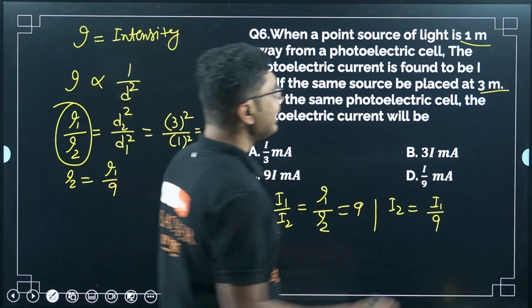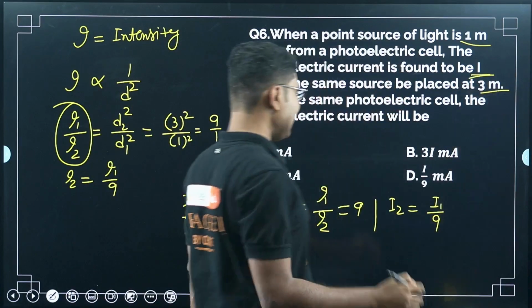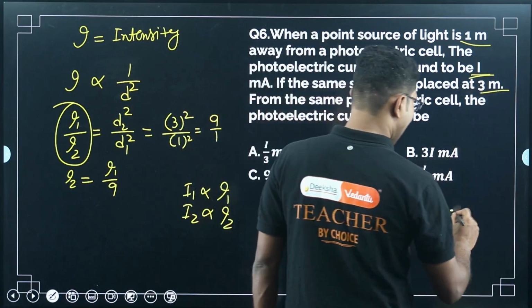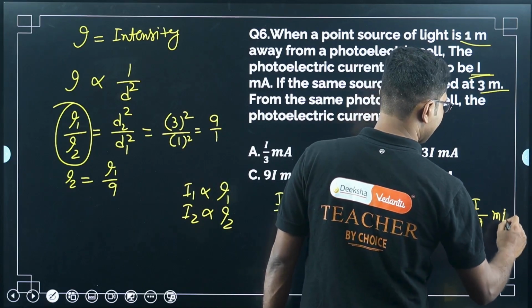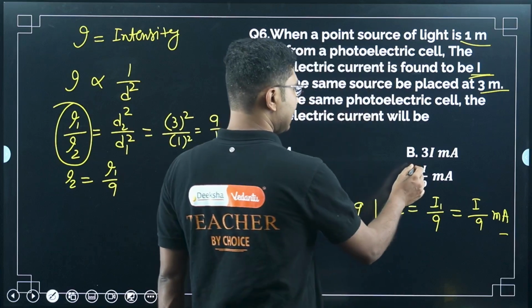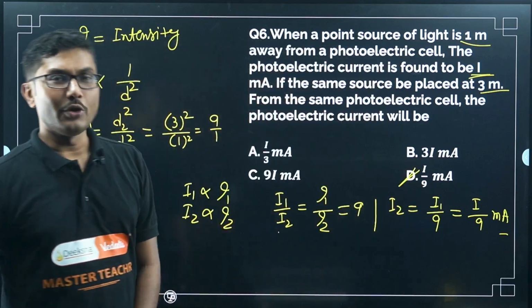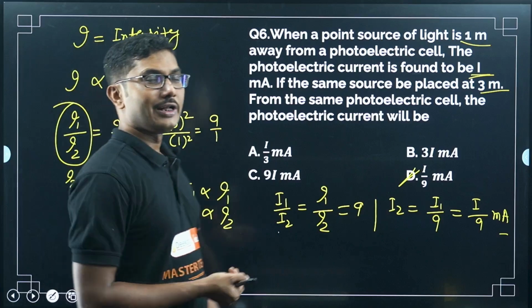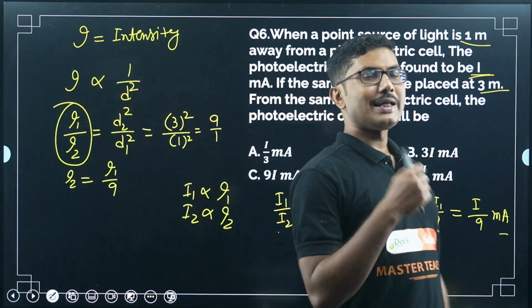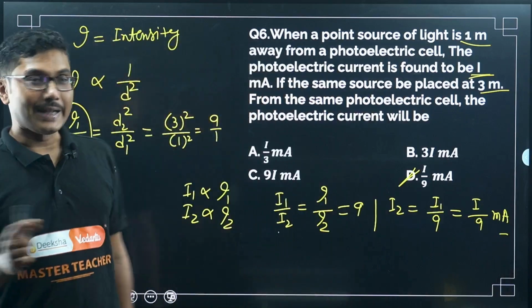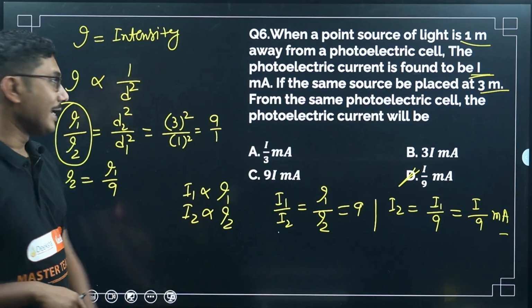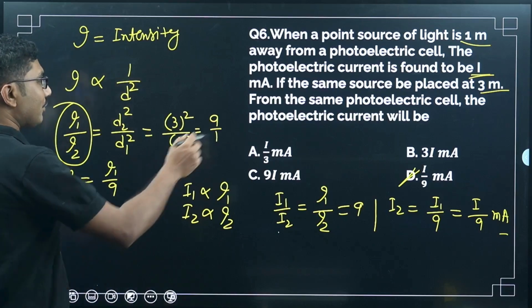What is I1? Initial current is given as I milliampere. So I1 is I milliampere, so I2 is I by 9 milliamperes. So the correct answer is I by 9. This has nothing to do directly with current; it is only to do with the intensity. So be careful when such a question comes. It is basically a combination of light as well as radiation and matter. So you have to be careful to answer such questions.